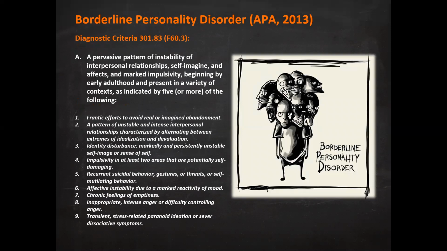Borderline personality disorder, BPD, is characterized as an instability of interpersonal relationships, self-image, and affect, and marked by impulsivity that begins by early adulthood and is present in a variety of contexts. It is diagnosed more frequently in females than males. It begins in early adulthood and manifests with symptoms of instability in interpersonal relationships, problems with self-image, and notable impulsivity.